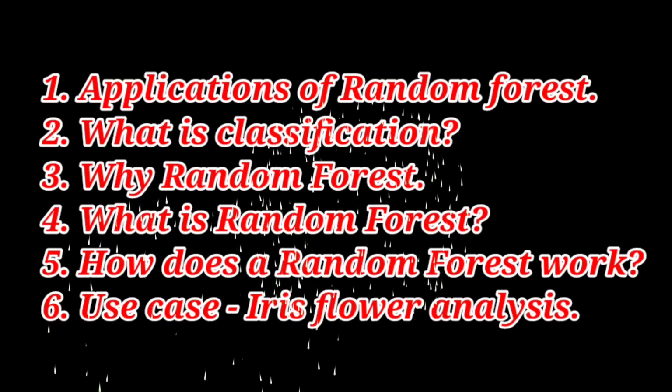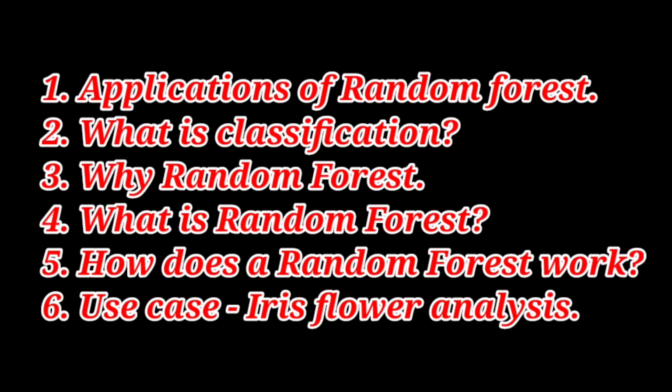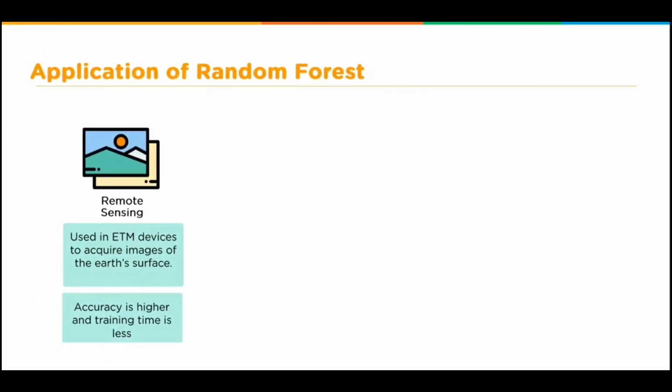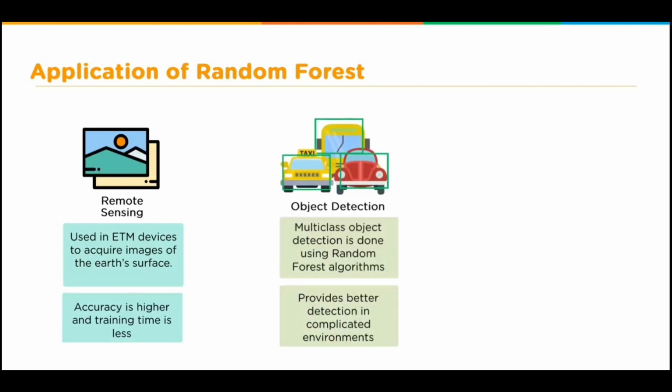Without wasting the time, I want to move to the next content, that is applications of random forest. First application of random forest is remote sensing. It is used in ETM devices to acquire images of the Earth's surface. Accuracy is higher and training time is less. Second application is object detection. Multi-class object detection is done using random forest algorithms. It provides better detection in complicated environments.